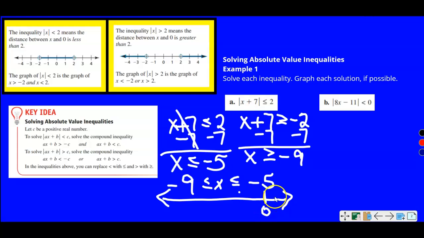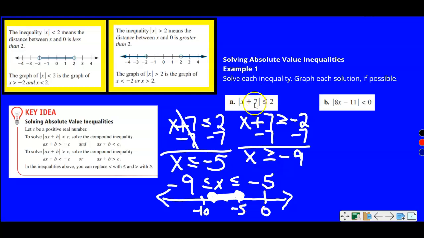So, just to save time, I'm going to skip over here and say this is negative 5, this is negative 10, so negative 9 would be right in here somewhere. I'm going to have a closed circle at negative 9 and a closed circle at negative 5, because both of these have a line under them, which means they're included in the solution. All the numbers between negative 5 and negative 9 would be your solution set, and it would make both inequalities true.